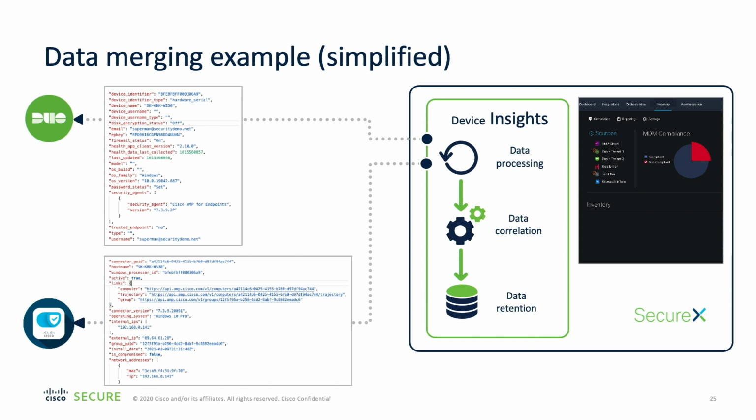In come Device Insights. So with this data, with this GUID, we send it to Device Insights, we process the data, we correlate it, we make a determination on if these are in fact the same asset, and we will merge the asset records together.